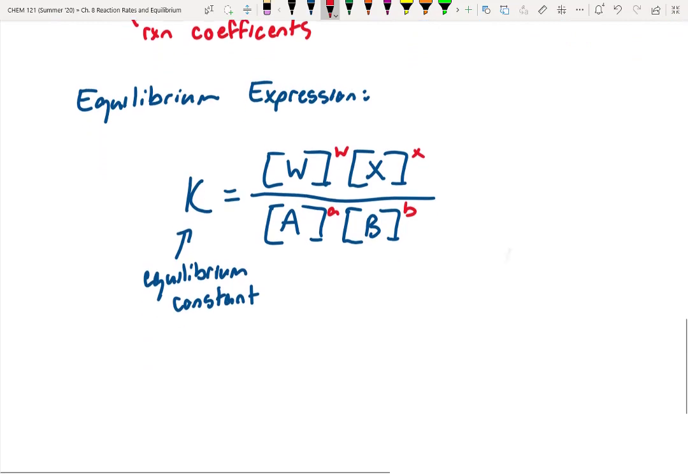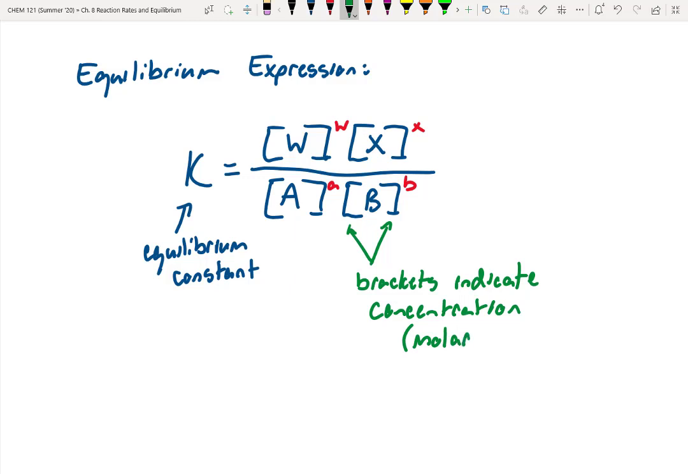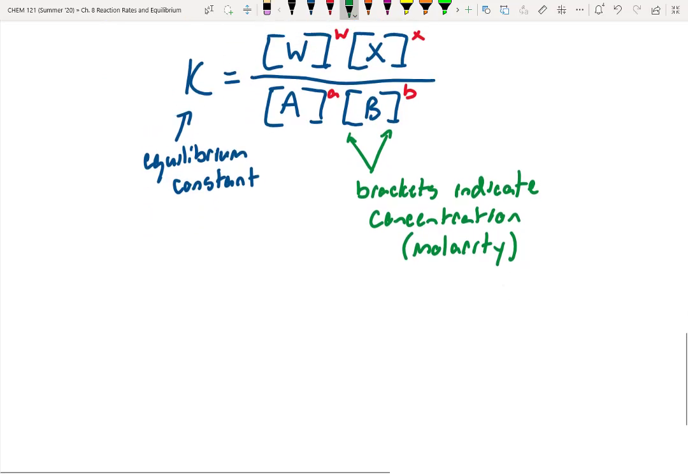The other thing to remember is in these equilibrium expressions, these brackets right here equal concentration. And the concentration that's used is molarity. All right, so you can do this for a given reaction. You can identify the concentration present at equilibrium, plug in the appropriate reaction coefficient, and solve for your equilibrium constant K.